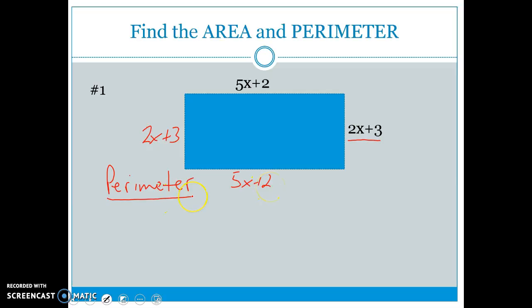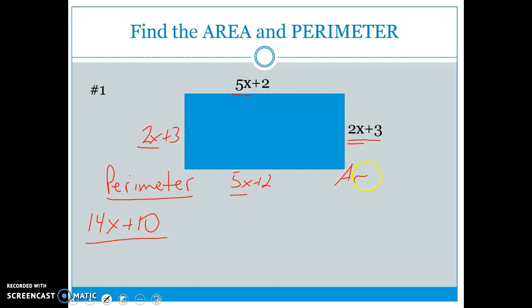So to find the perimeter, we're going to add up all of the parts of the polygon, or the polynomials, that are the same. So 5x plus 2x plus 2x. 5 plus 5 is 10, plus 2, that's 14 x's. And then 2 plus 3 plus 2 plus 3 is a total of 10. So the perimeter is 14x plus 10.